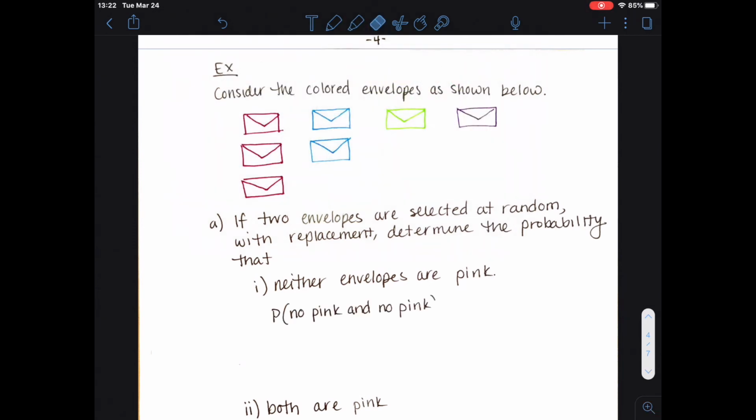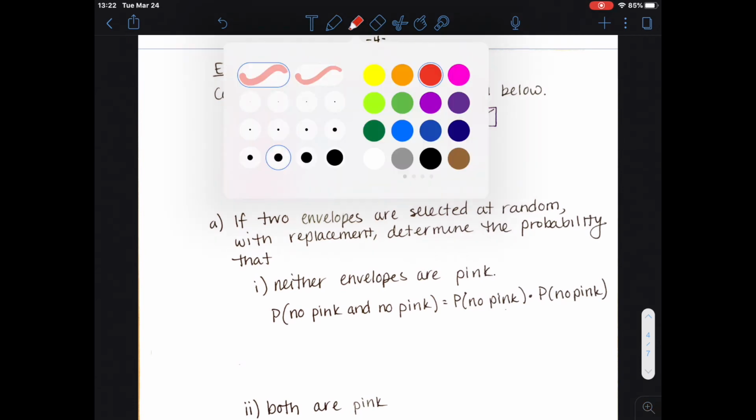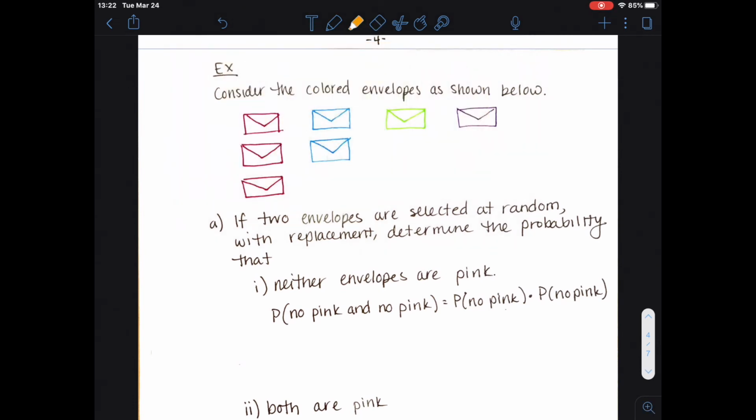So what that means is we want the probability that the first card is not pink and the second card is not pink. So we want to multiply the 2 together. We want the probability of no pink on the first draw times the probability of no pink on the second draw. So in this case, I've got these options for not getting a pink. So I have a 4 in 7 chance my first draw is not a pink.